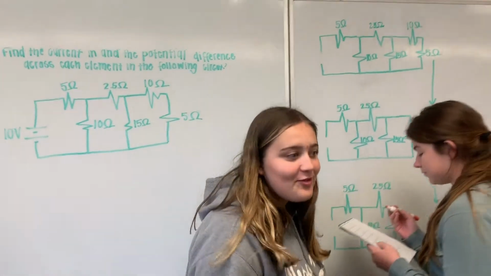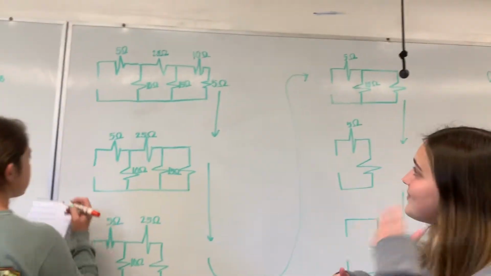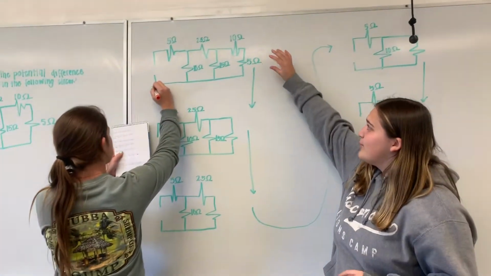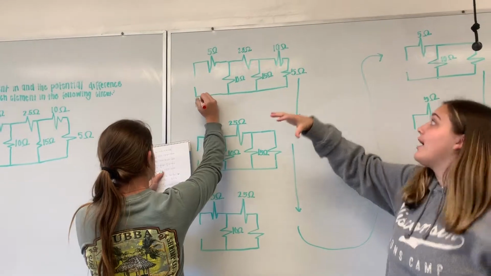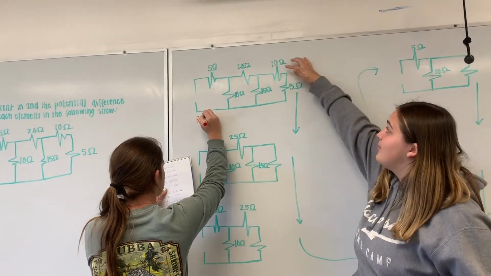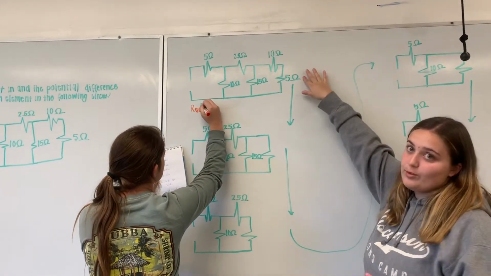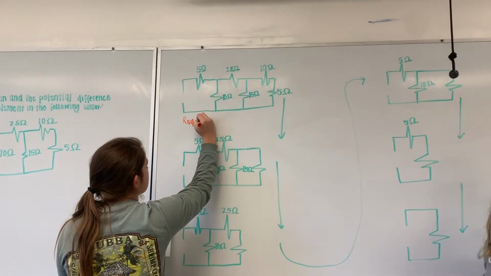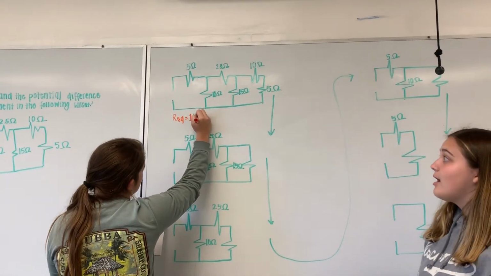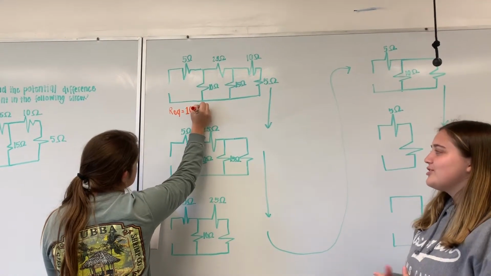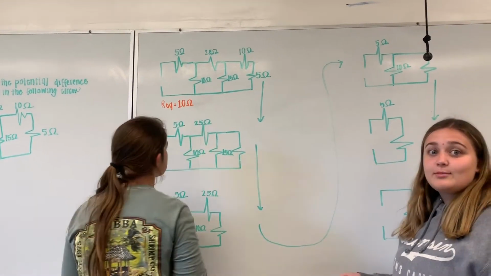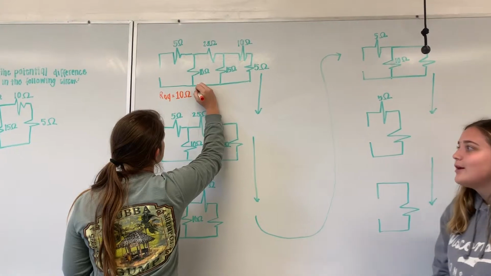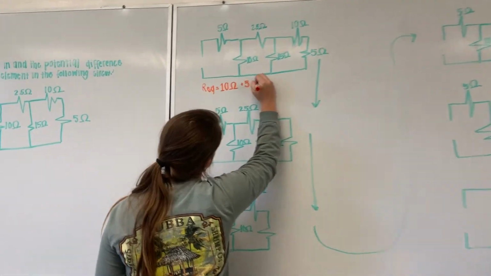So we're going to come over here. If we look at the part farthest away from our battery, we see that we have a 10 ohm resistor and a 5 ohm resistor. Now, these are in series, so for the equation for the resistance, we'll just be adding them together. So, Kitty is writing that right now.